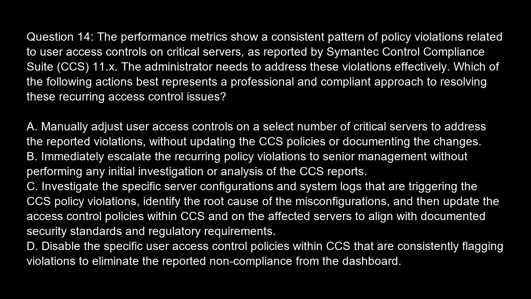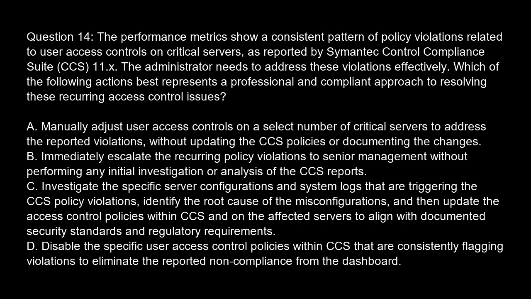Option B. Immediately escalate the recurring policy violations to senior management without performing any initial investigation or analysis of the CCS reports. Option C. Investigate the specific server configurations and system logs that are triggering the CCS policy violations, identify the root cause of the misconfigurations, and then update the access control policies within CCS and on the affected servers to align with documented security standards and regulatory requirements.